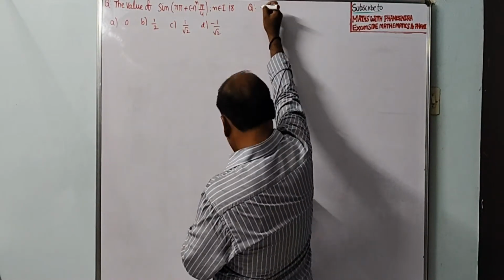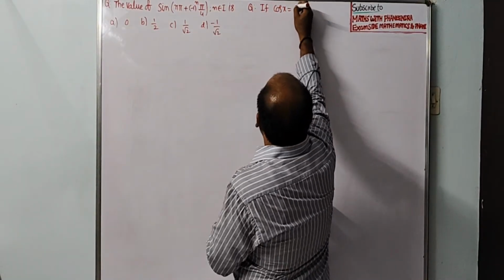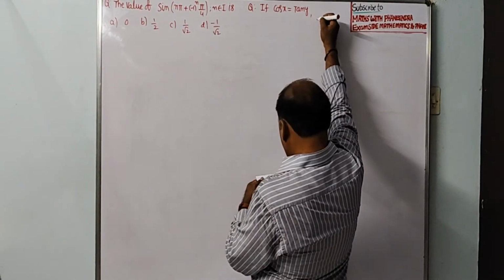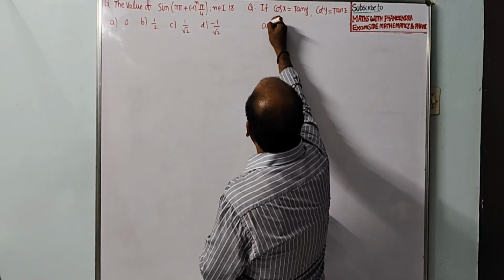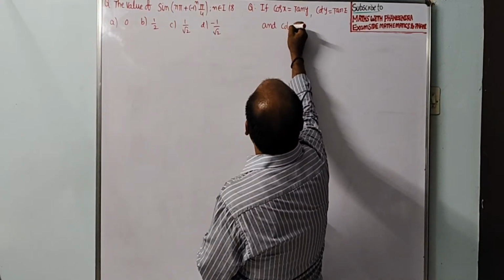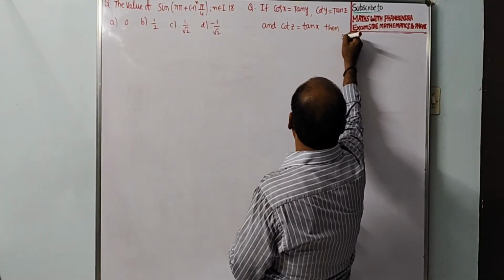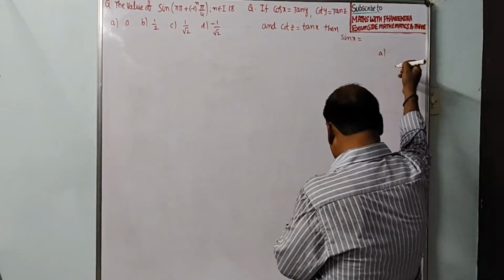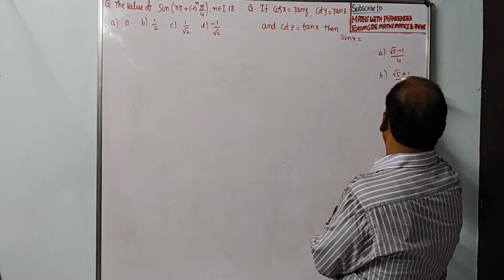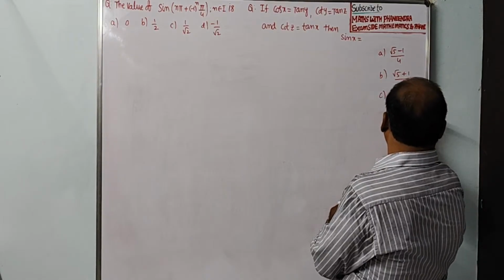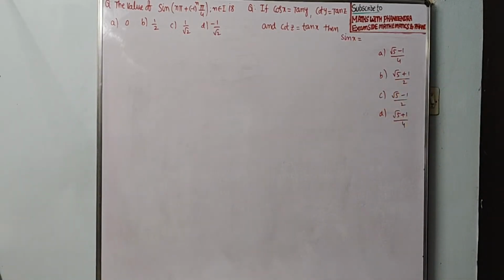Here another question. If cos x is equal to tan y, cot y equal to tan z, and cot z is equal to tan x, then sin x equal to, so options are provided: root 5 minus 1 by 4, root 5 plus 1 by 2, root 5 minus 1 by 2, root 5 plus 1 by 4. So these are the questions, dear students.